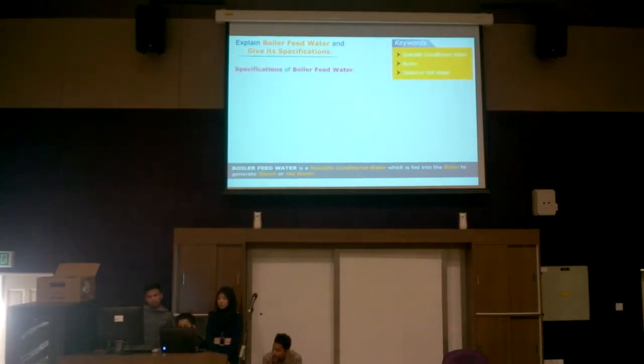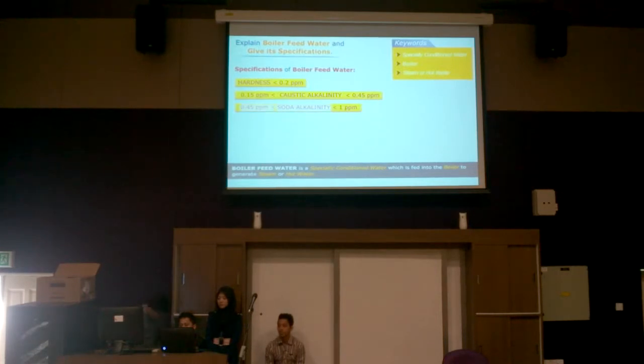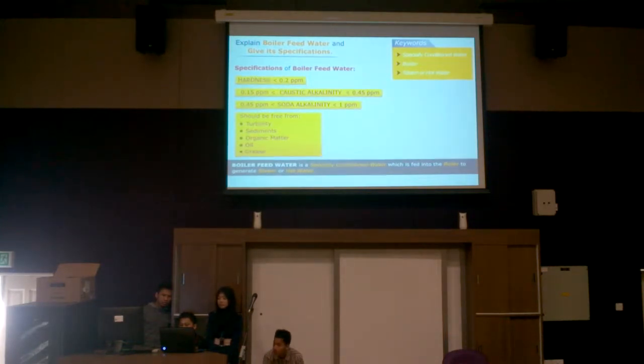Let us now discuss the specifications of boiler feed water. Before using the boiler feed water in the boiler, it should be made sure that it meets the following specifications. Its hardness should be below 0.2 parts per million. Its caustic alkalinity should be between 0.15 and 0.45 parts per million. Its soda alkalinity should be between 0.45 and 1 parts per million. It should be free from turbidity and sediments. And it should be free from organic matter, oil and grease to avoid foaming.